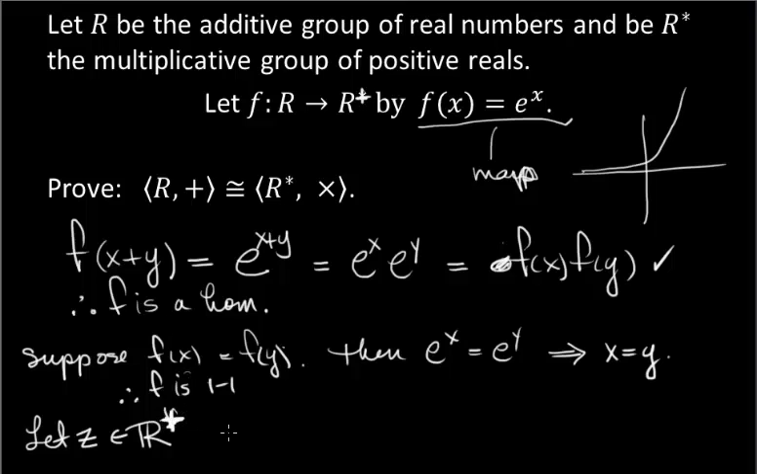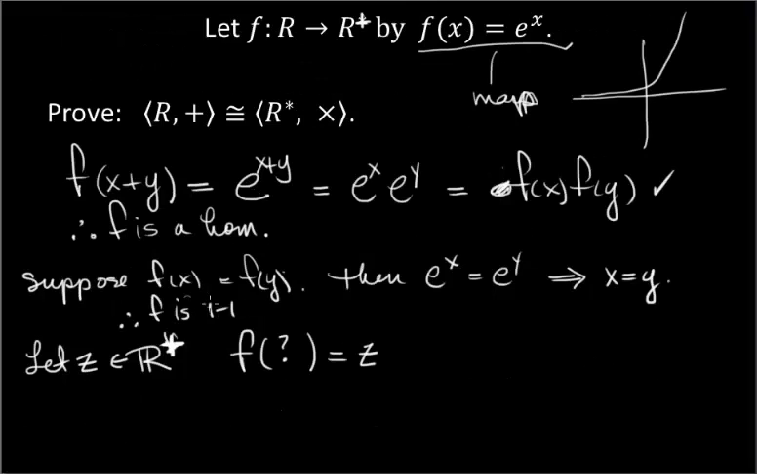Okay, so we pick a positive real. Now we want to find something that maps to it. This is the question we're trying to answer. In other words, we want e to the something equal to z, a positive number. Well, you know what that is. e to the natural log z is equal to z.